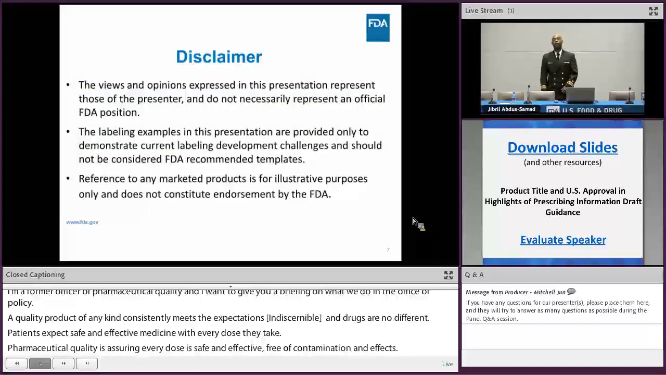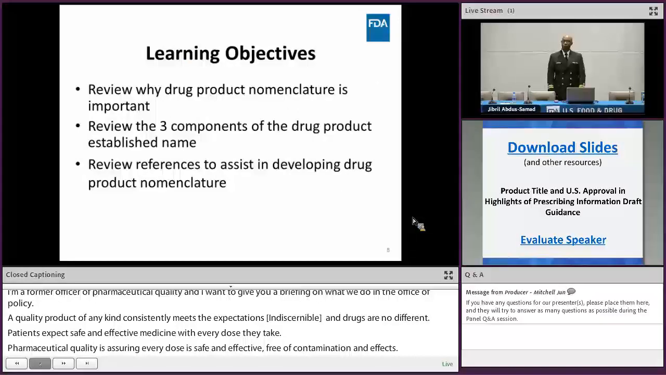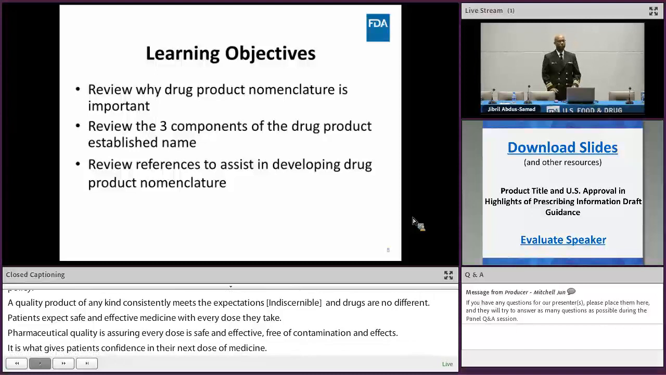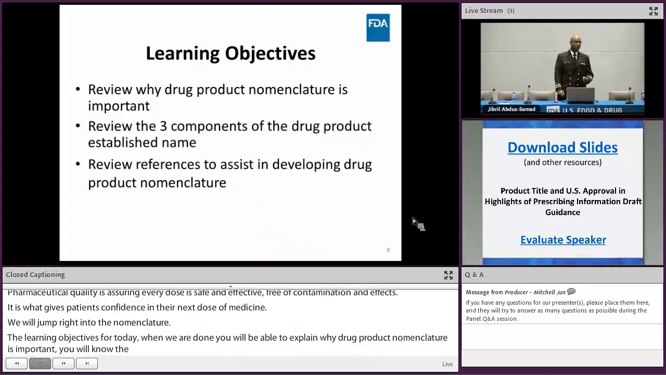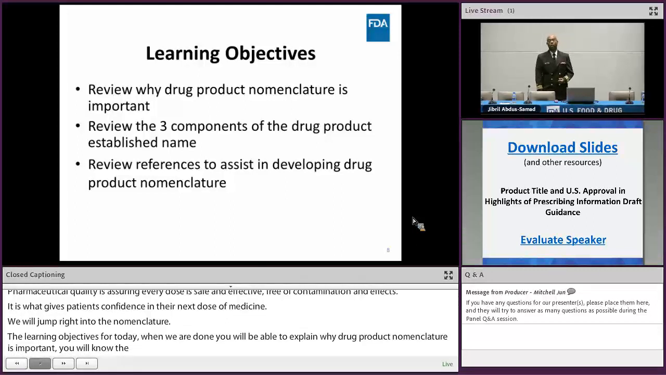So we're going to jump right into drug product nomenclature. The learning objectives for today: when we're done, you'll be able to explain why drug product nomenclature is important. You will know the three main components of a drug product established name, and when creating an established name, you'll know what references you can go to when you need to develop and propose a name for your product.